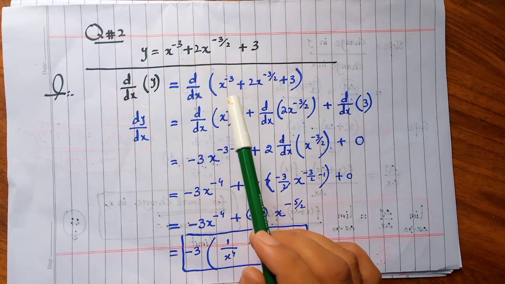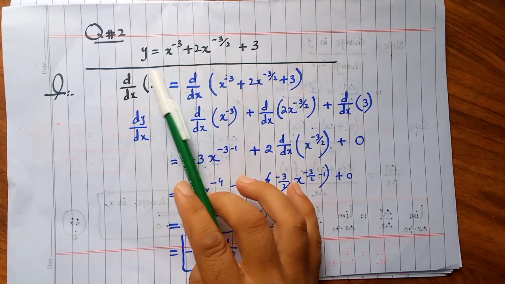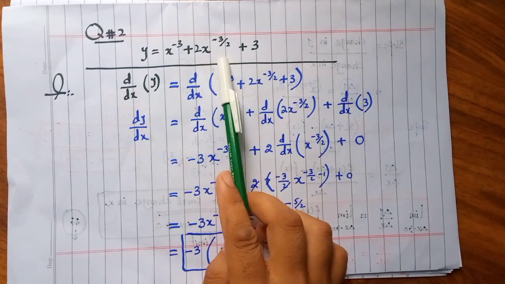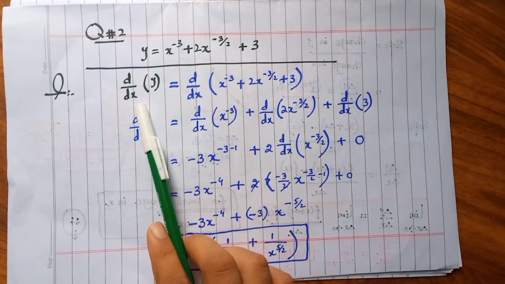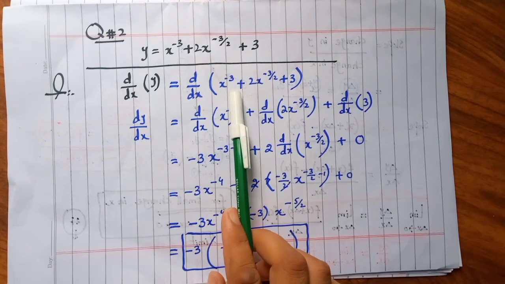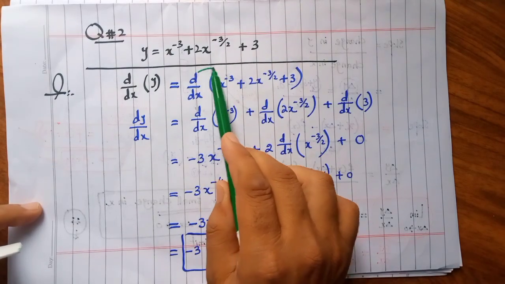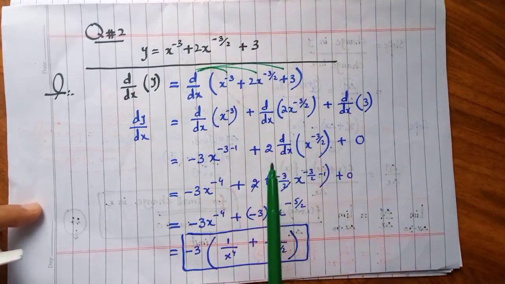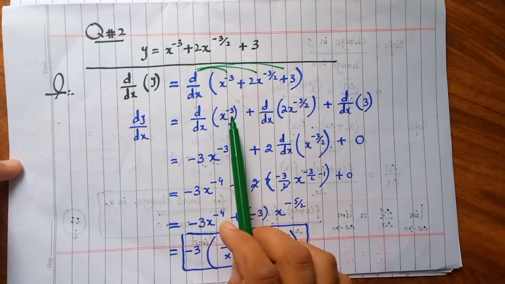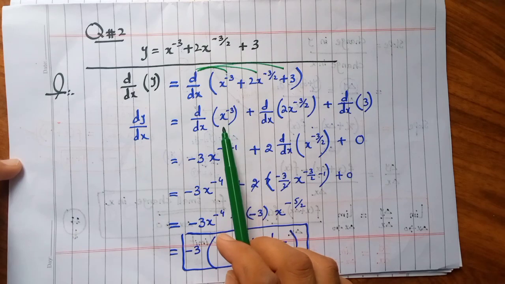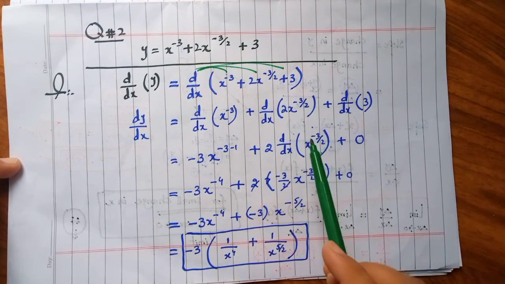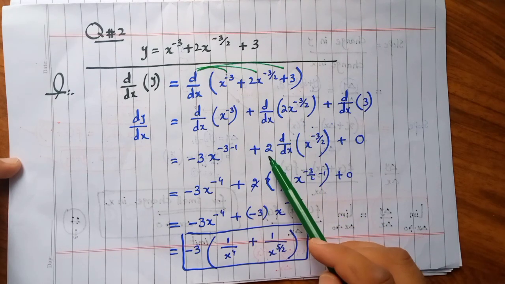Now we will discuss question number 2, which is y is equal to x raised to the power minus 3 plus 2x raised to the power minus 3 by 2 plus 3. We will apply the derivative here, d over dx of y. First of all we will apply the derivative separately on the three terms. The derivative of x raised to the power minus 3, here is a power, so we will apply power rule, and here is 2x raised to the power minus 3 over 2, so we will take 2 as it is at the start.